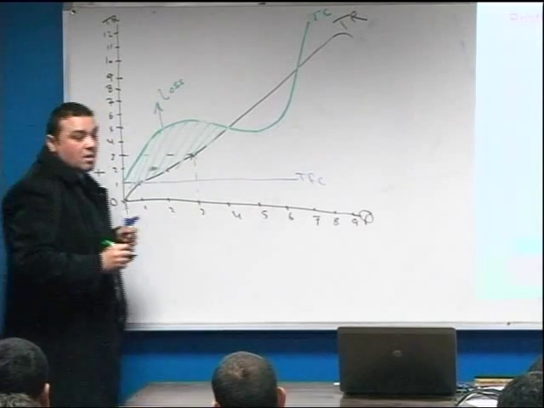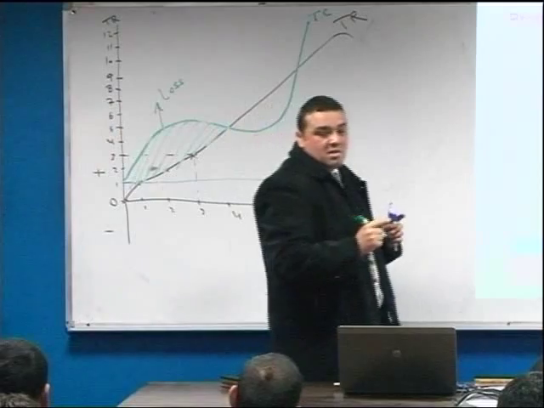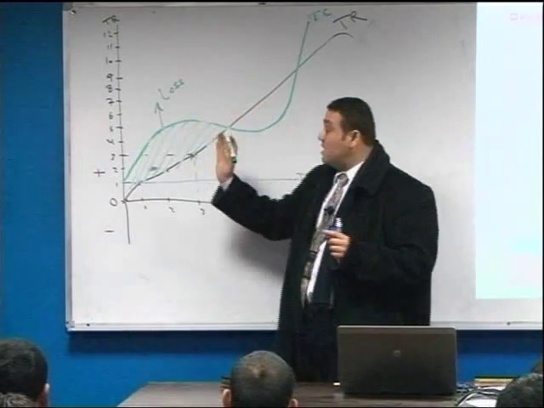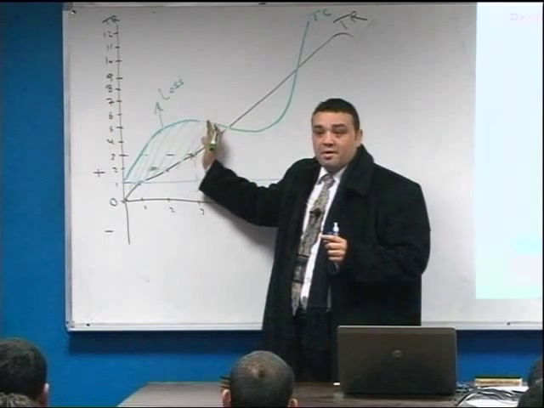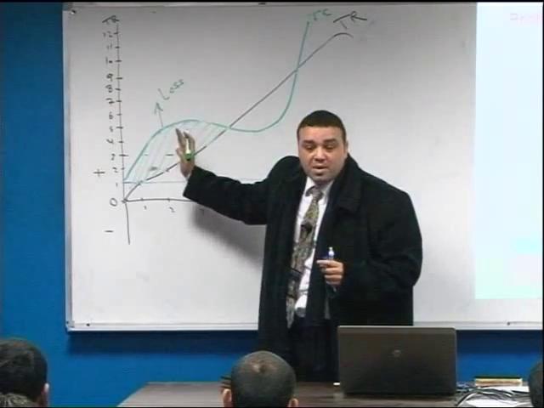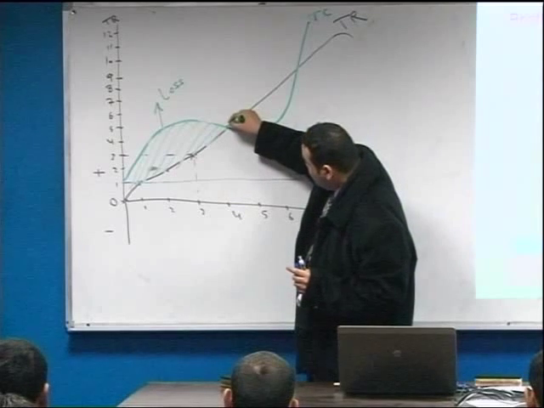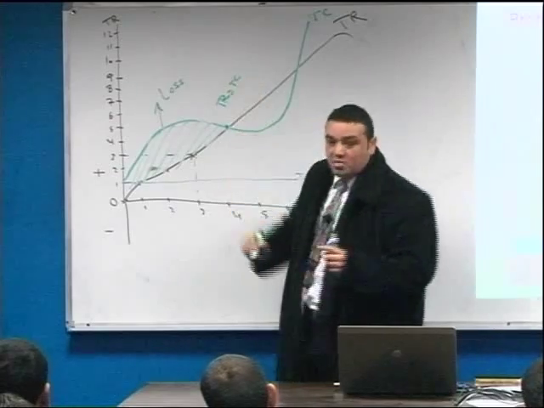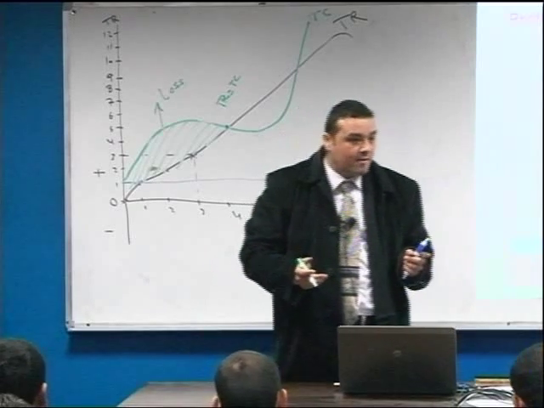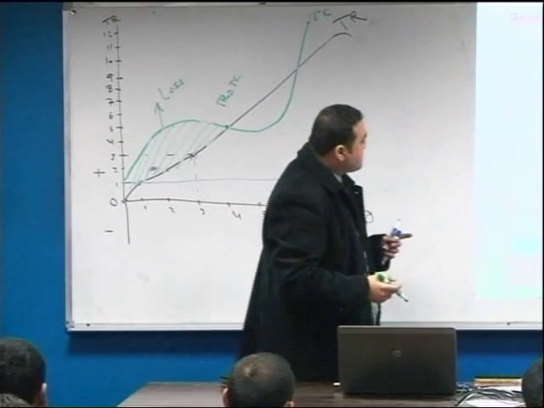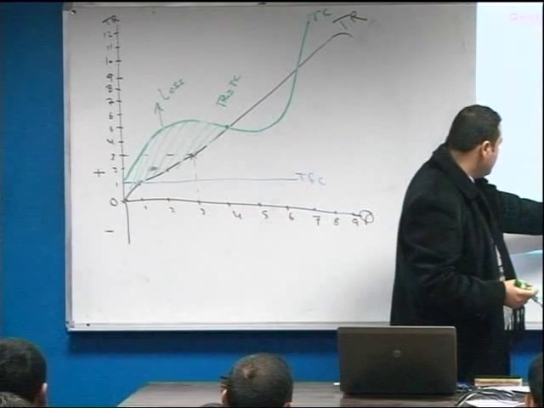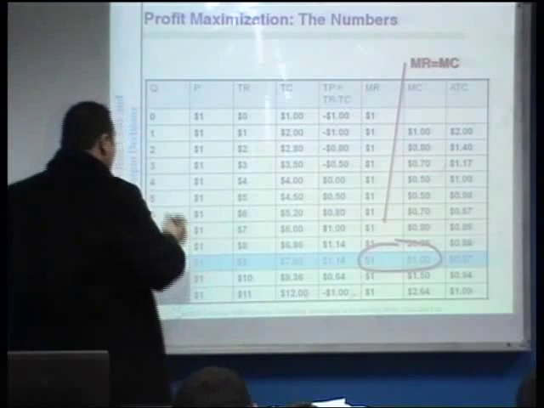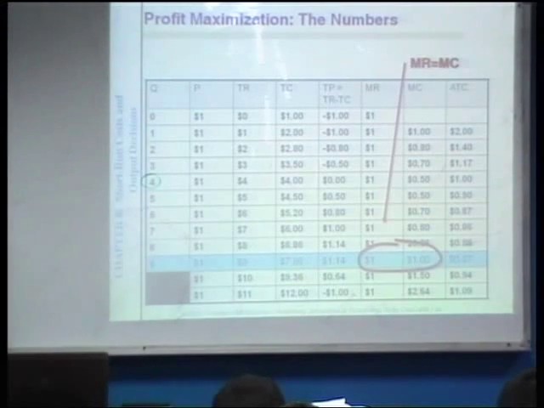So could we advise the producer to produce in this area? No, because in this area, the firm incurs a loss. At this point, there is what? Total revenue equals total cost. So there is a break even, right? Okay. Where is the point where total cost equals total revenue? At the quantity 4, exactly.